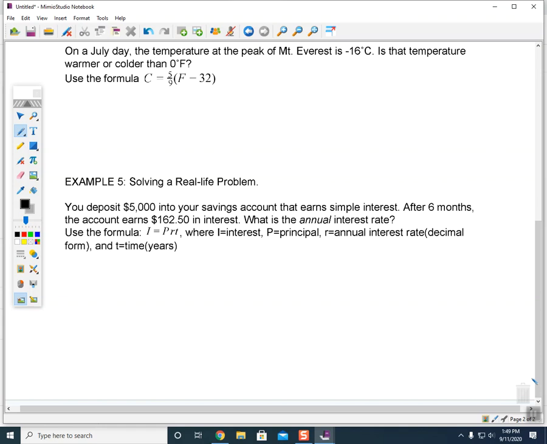Okay. On a July day, the temperature at the peak of Mount Everest is negative 16 degrees Celsius. Is that temperature warmer or colder than 0 degrees Fahrenheit? We are going to use the formula C equals 5/9 times (F minus 32). C is Celsius, F is Fahrenheit. We need to rearrange this equation though because I'm solving for F. I need to figure out what that temperature is in Fahrenheit.